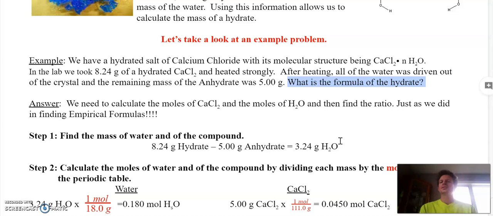And the nice thing about it is once you have the info, it looks almost exactly like it did last week. All right, so a couple things we need to know. We need to know about both the anhydrous salt and the water, and we need to know how much of each we have so we can do our empirical formula. With the information we have in this problem, we have this total. This is the hydrate. We found out after everything was gone what the anhydrate was, and if we take the total minus what we have remaining, we can figure out what we lost, and what we lost is 3.24 grams of water.